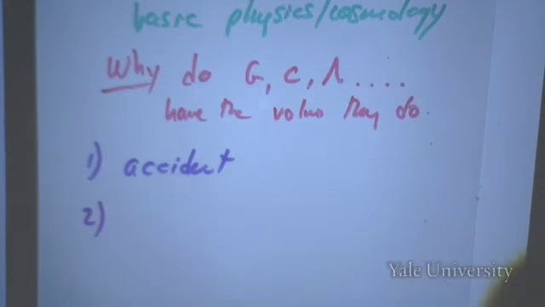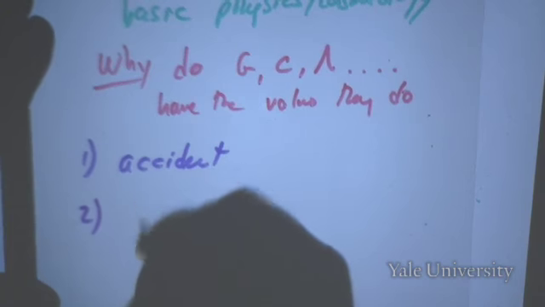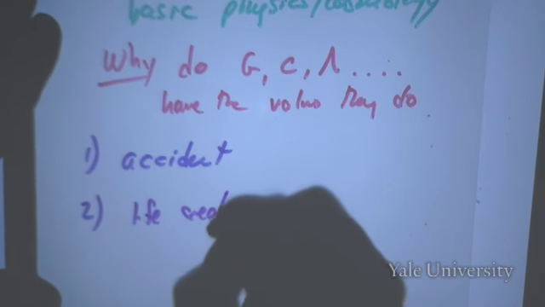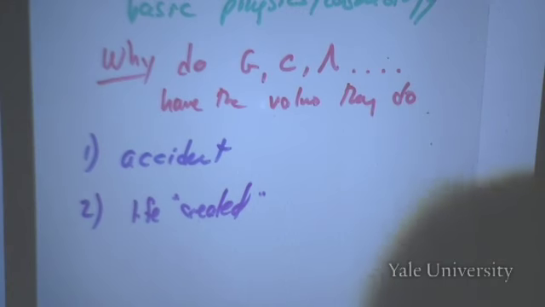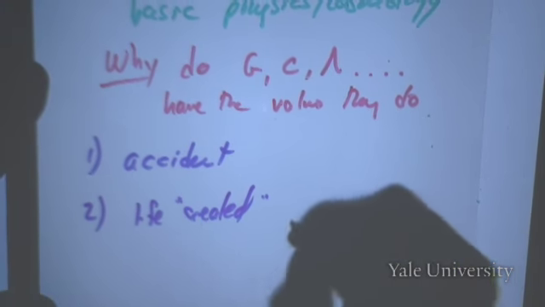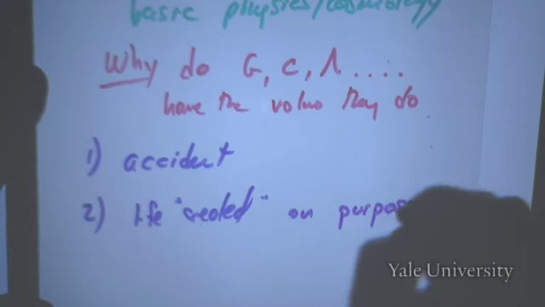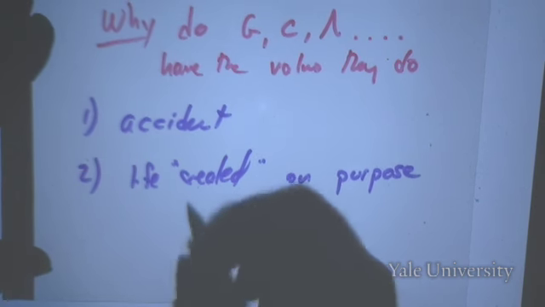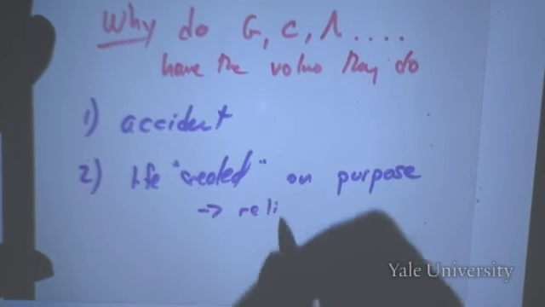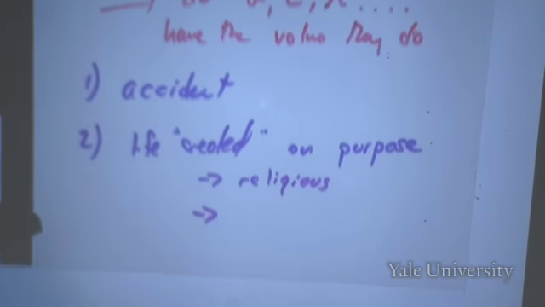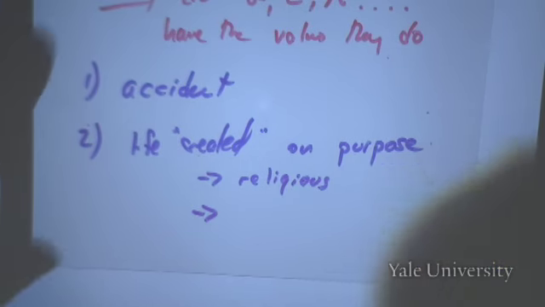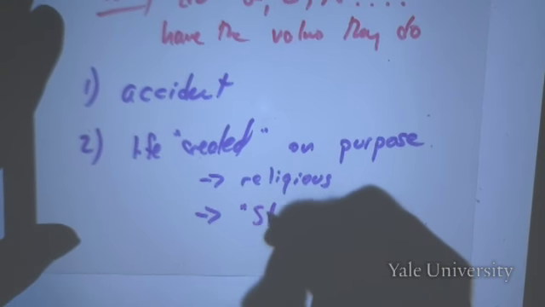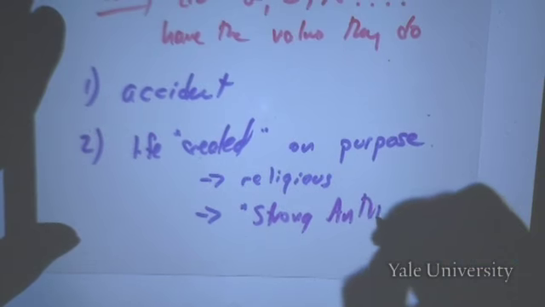Another, sort of the opposite of this, is to say it happened on purpose. Life created, if you want to use that term, or the constants of nature that allow life to exist are created on purpose. And there's an obvious religious subcategory here, where you say that there is a creator, a god of some kind who did this on purpose. So this leads to various kinds of religious explanations, but in more general terms, and it doesn't have to be religious, this is what's called the strong anthropic principle.